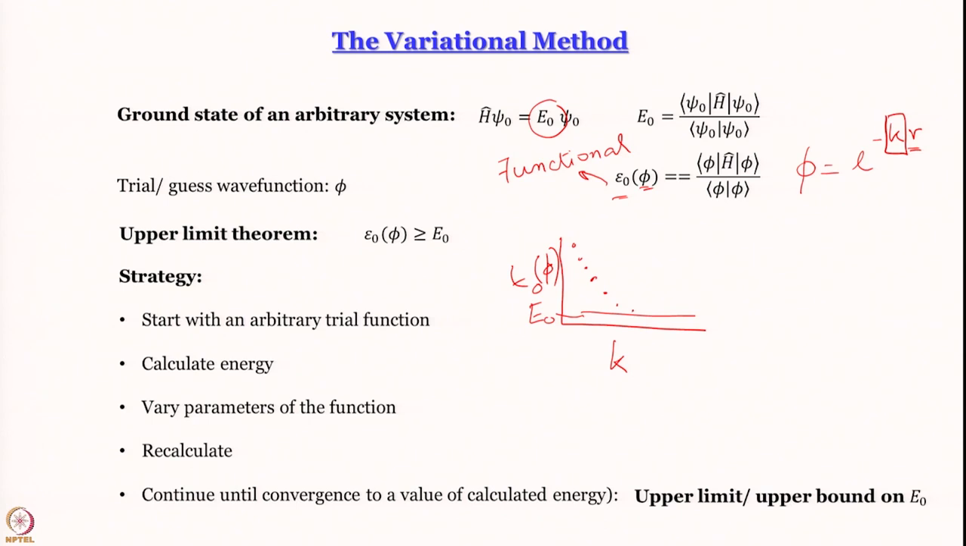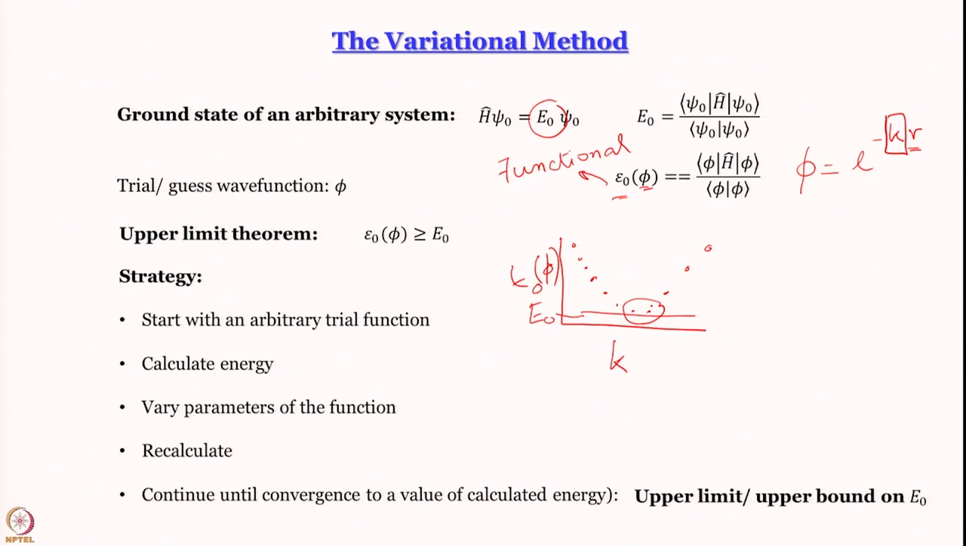103, 4, 5. Let us say I go from 105 to 106 and the value of epsilon 0 does not change. Okay. Maybe I have achieved convergence. Then let us say I go to 107 and the value of epsilon 0 starts rising again. What does that mean? It means that the minimum value in epsilon 0 that I have got, that is the closest I can get to the actual value of energy E 0. By this variation method.